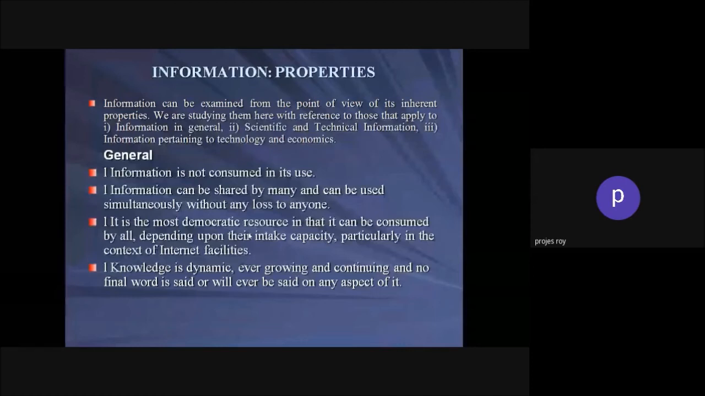Next, it is the most democratic resource in that it can be consumed by all depending upon their intake capacity, particularly in the context of internet facility. But very importantly, here I am giving you the information on information properties, right? We have many students, but it again depends upon the capacity of the student who is taking too much or taking little or taking high. So it again depends upon the person-to-person capacity.